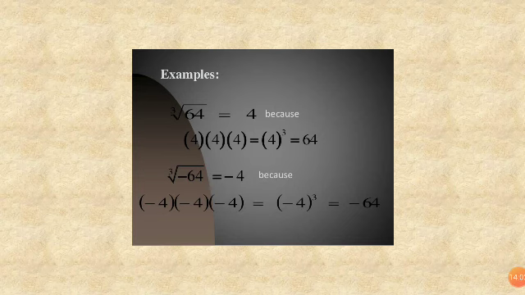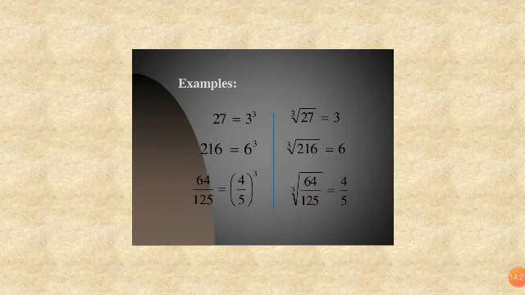8 is the cube of 2. 64 is the cube of 4. Minus 64 is the cube of minus 4. Already know that: a minus sign gets a minus cube root, and a positive sign is a positive cube root. That's all.